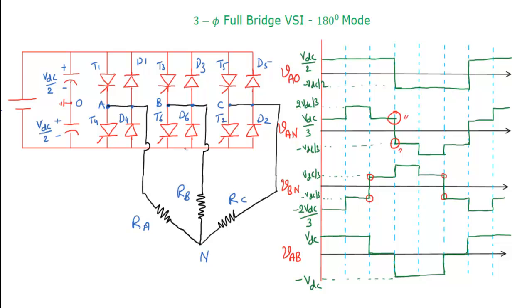But there is a problem with the 120-degree mode. If the conduction of the thyristors is reduced, the power supplied to the load will also be reduced. Power management we can take care of with additional arrangements, but mainly we need to protect the thyristors. That's why we go for the 120-degree mode, even though there is a problem with power conduction. We will discuss the remaining things in the 120-degree mode. Thank you, and we will discuss the remaining things in the coming video.